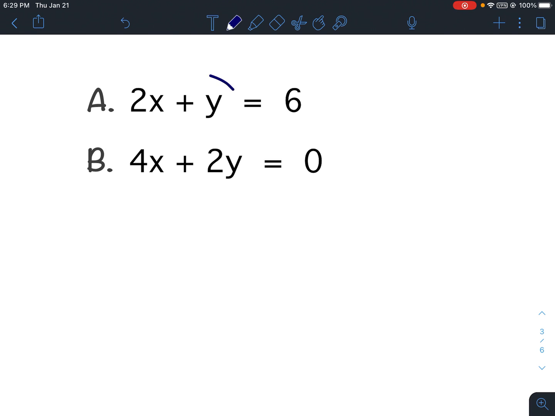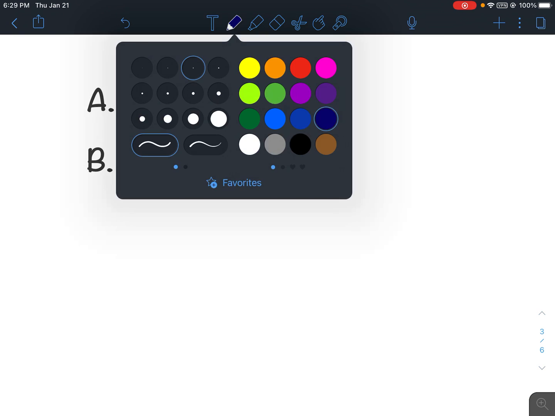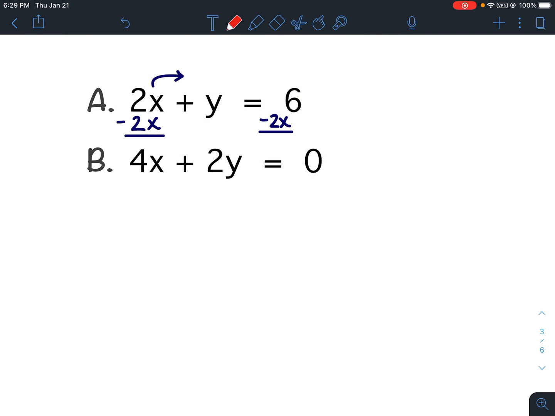All right? Yes, x and y are on the same side, but notice how y has a coefficient of positive 1. Since it's a positive 1, I don't need to worry about that. That means the only thing I need to do is take this 2x to the other side of the equation. So, since it is a positive 2x, I'm going to subtract 2x from both sides. That will allow me to cancel my x terms on the left.